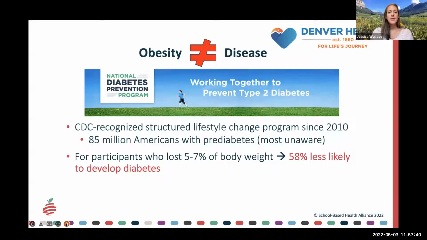And so that being said, there is evidence to show that working on excess weight can have an impact on disease as well. A lot of this data comes from the Diabetes Prevention Program, which was created through the CDC. It's been around since 2010. It's looking at adults with prediabetes, which, similar to the data we see with kids, most have absolutely no idea. And what they've found over time is that for participants who lost 5 to 7% of their body weight, so just to put a number to it, if you weigh 200 pounds and you lost 10 pounds, you were 58% less likely to develop diabetes. So there is clearly something here that warrants making those behavior changes and looking at weight as a factor.